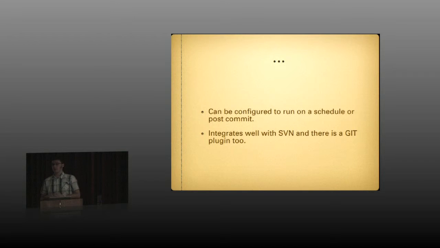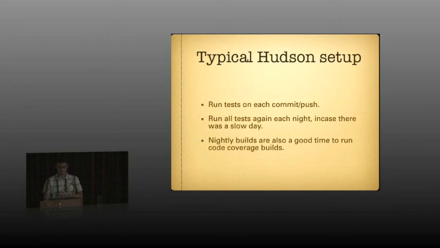It can be configured to run on a schedule, so you can run it every night, every hour, every day. You can have it run on post-commit. You can set up hooks in your SVN repo or in your Git repo that hit Hudson. If you have a Hudson running locally, you can hit Hudson, and then Hudson will run the test suite, check out the code, do any other scripts that need to be run, and run the tests. It integrates with SVN, Git, and CVS. I think it also integrates with Mercurial or Bazaar, so you have no excuse not to use it.